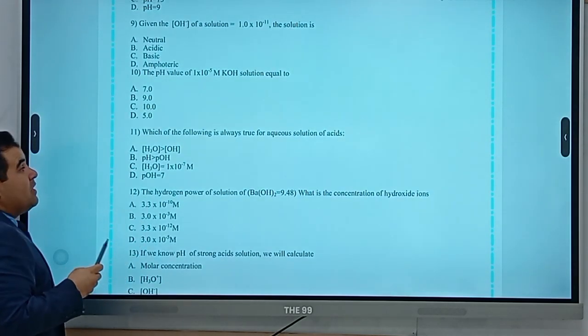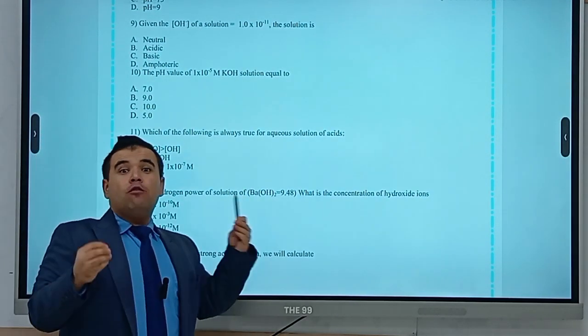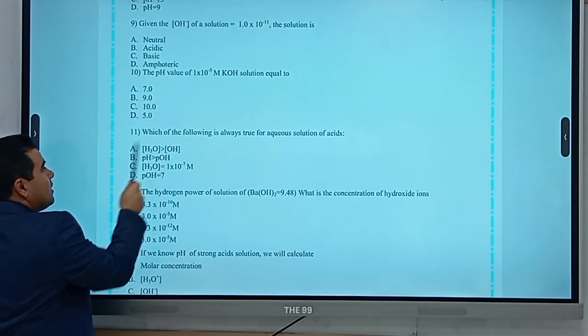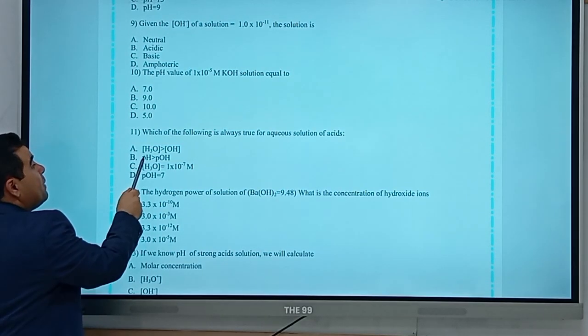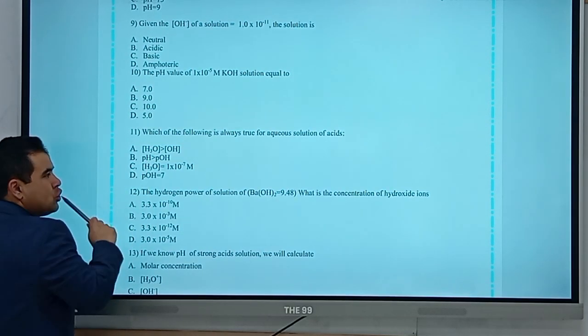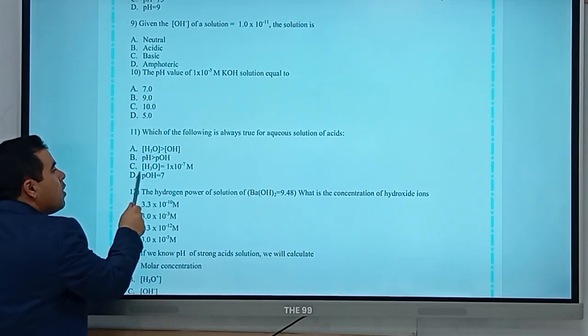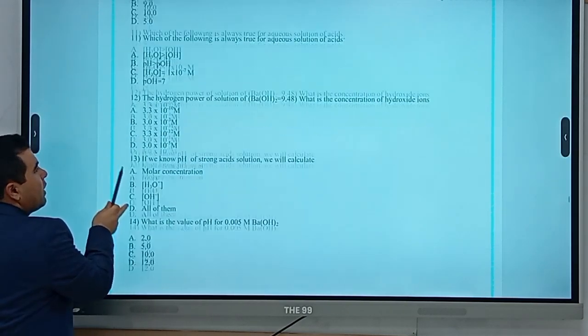Which of the following is always true for aqueous solutions of acids? The hydronium concentration is higher than the hydroxide? Yes. pH higher than the pOH? No. Hydronium equals 1 times 10 to the power minus 7? No. pH equal to 7? No. So A is the correct answer.